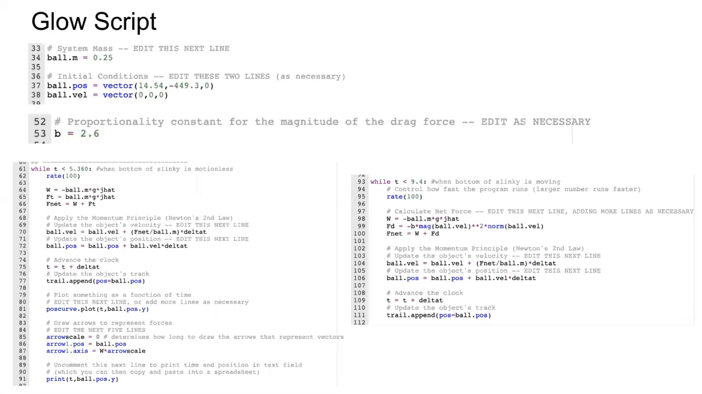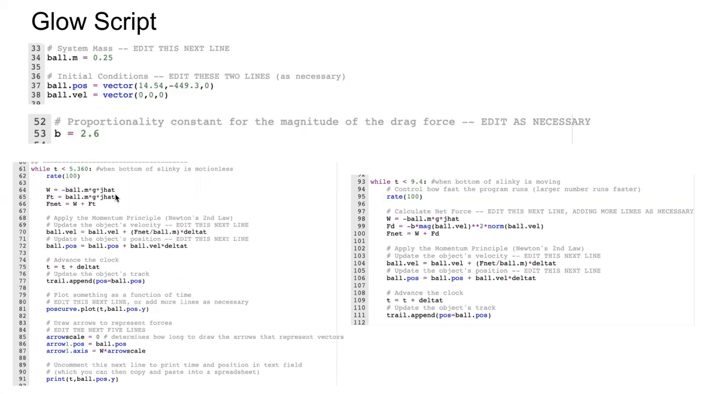In GlowScript, I edited these lines, so I extracted the position and put it in here accordingly, as well as the mass, so the initial states of the slinky, as well as the time. This while loop represents when the bottom of the slinky is still motionless, and the second while loop, where t is less than 9.4, is when the bottom of the slinky is moving.